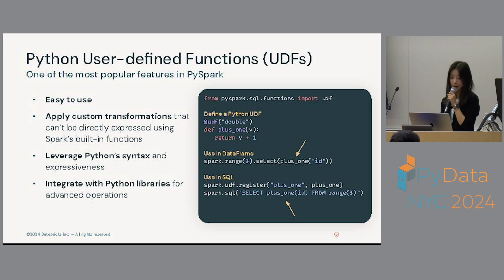So here's an example definition of a Python UDF. You can either use it in the DataFrame API, or you can register it in the current Spark session and use it together with SQL queries. Another thing that's very powerful about Python UDFs is that you can use any arbitrary Python libraries, right? So it gives you this very powerful Python ecosystem when you're doing all these data transformations.